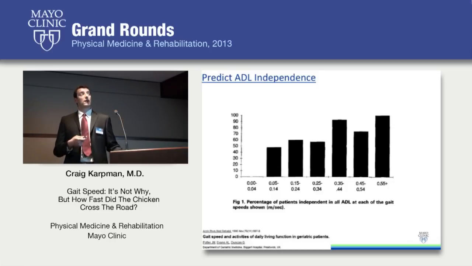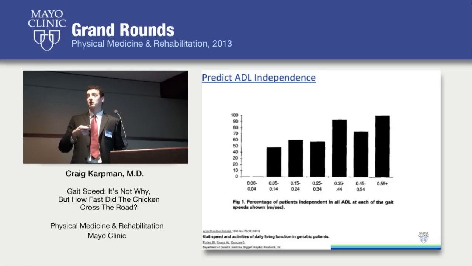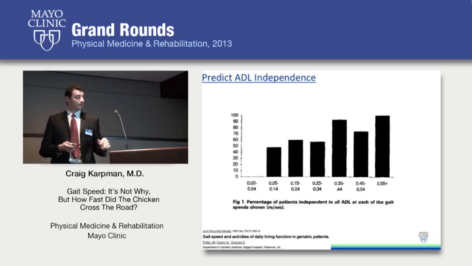This is a nice study showing gait speed and its association with activities of daily living. So here you have gait speed. As gait speed goes up, your likelihood of having ADL independence goes up as well.